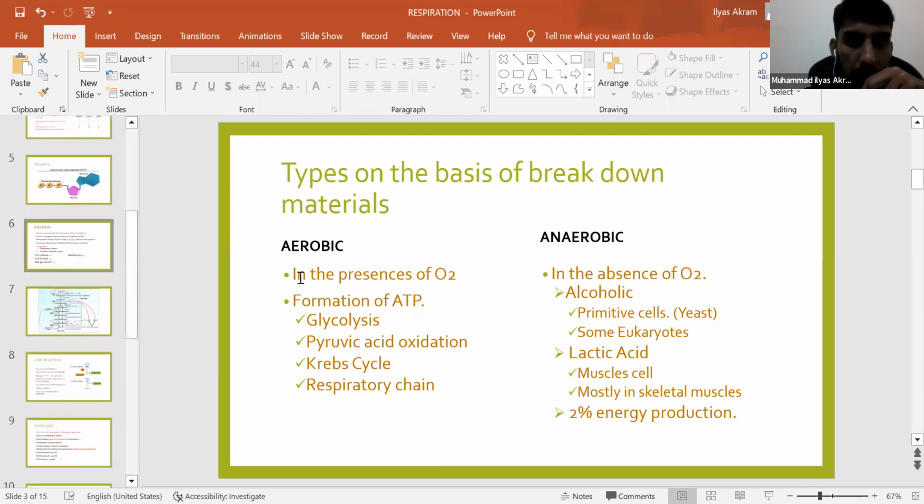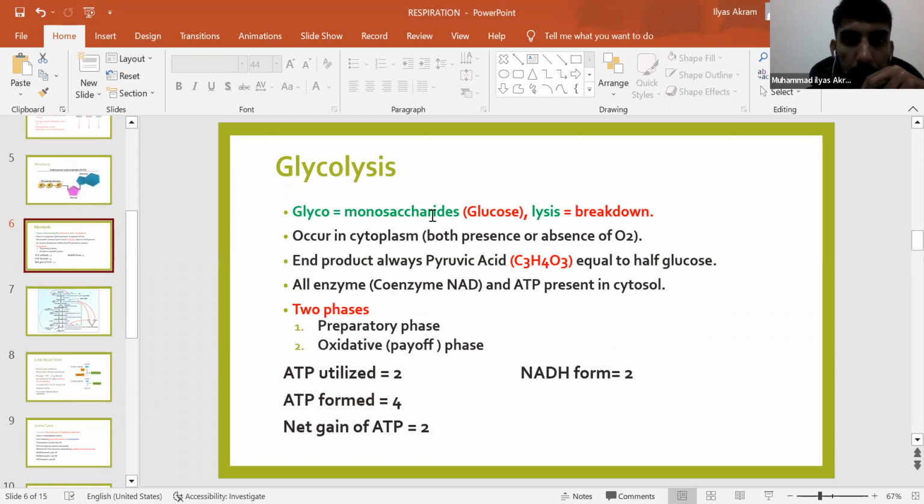So the first one is glycolysis. Glyco means monosaccharides, mainly it is glucose molecule in our food, and lysis means breakdown. The breakdown of glucose molecule is called glycolysis, and this process occurs in the cytoplasm of the cell. Glycolysis occurs in the presence or absence of oxygen. The end product is always pyruvic acid, that is equal to half of the glucose molecule.